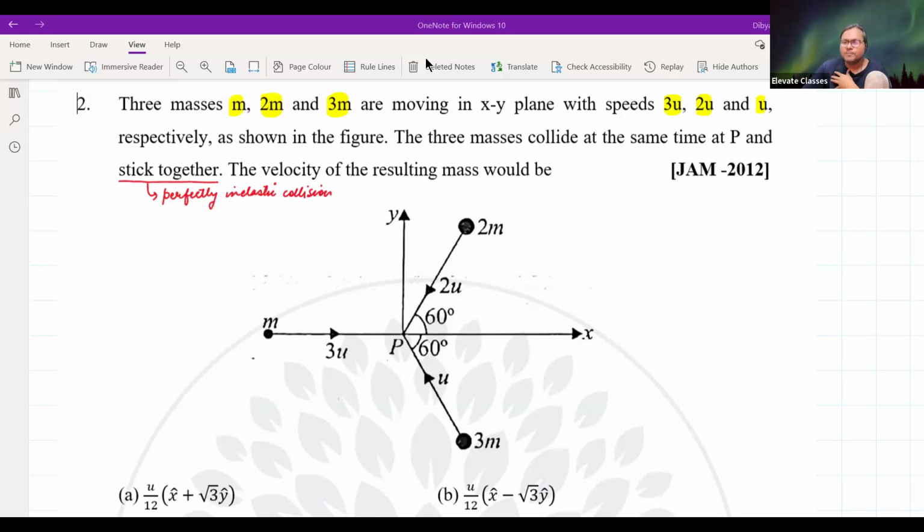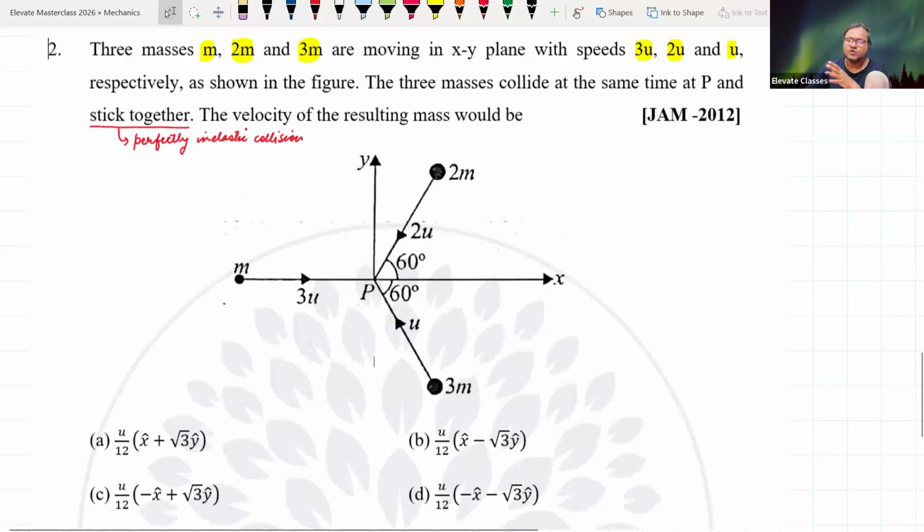Okay, let me start. See, as I said, this is a very typical question in JAM. These kinds of questions come. You will have some sort of collision happening and you might have to find something in that particular collision. Majority of the time, you need to apply conservation of linear momentum. Sometimes you may have other things like conservation of energy as well.